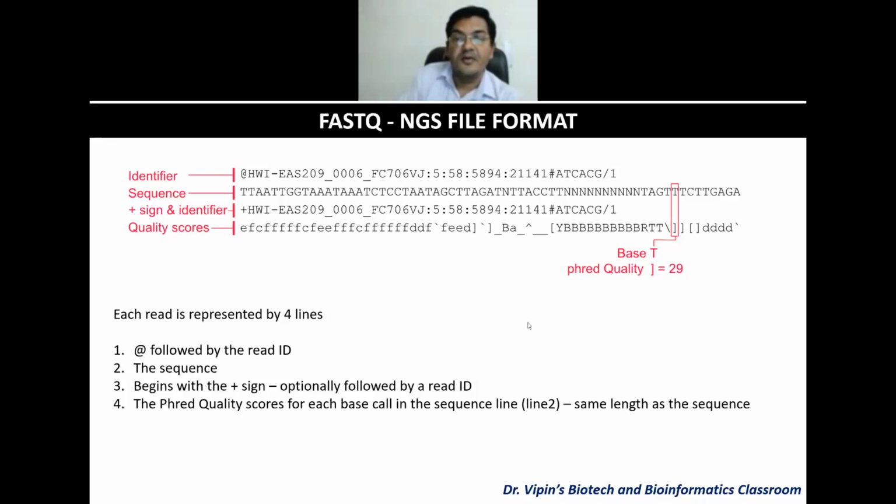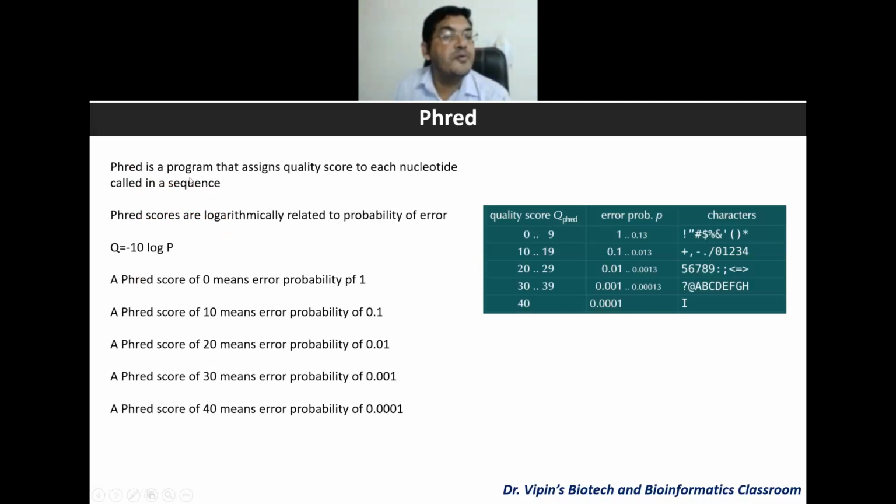So here you are. If you look at this, Phred is a program that assigns a quality score to each nucleotide call in a sequence. Phred scores are logarithmically related to the probability of error. So Q equals minus 10 log10 P. A Phred score of 0 means an error probability of 1. So if you have a 0 Phred score, the program is absolutely sure that the base call is incorrect. A Phred score of 10 means an error probability of 0.1, of 20 means 0.01, of 30 is 0.001, and of 40 is 0.0001, right? So this is what you have.